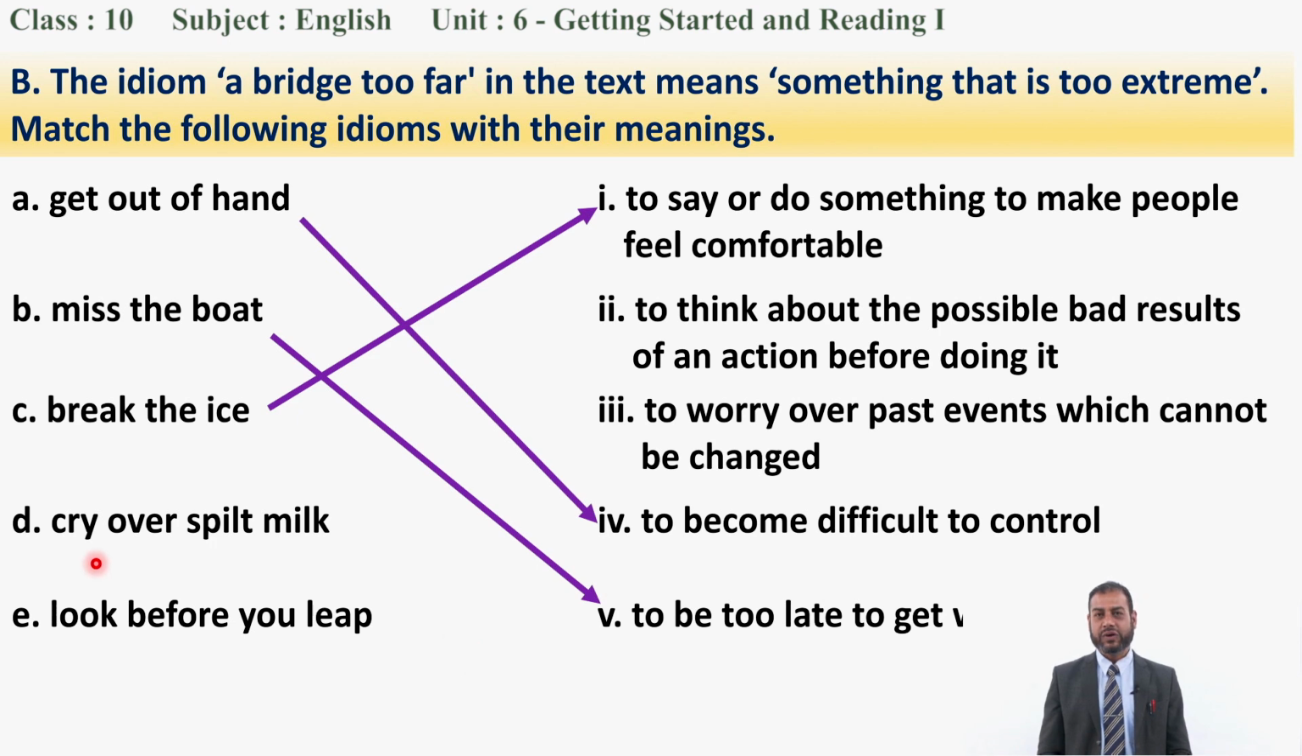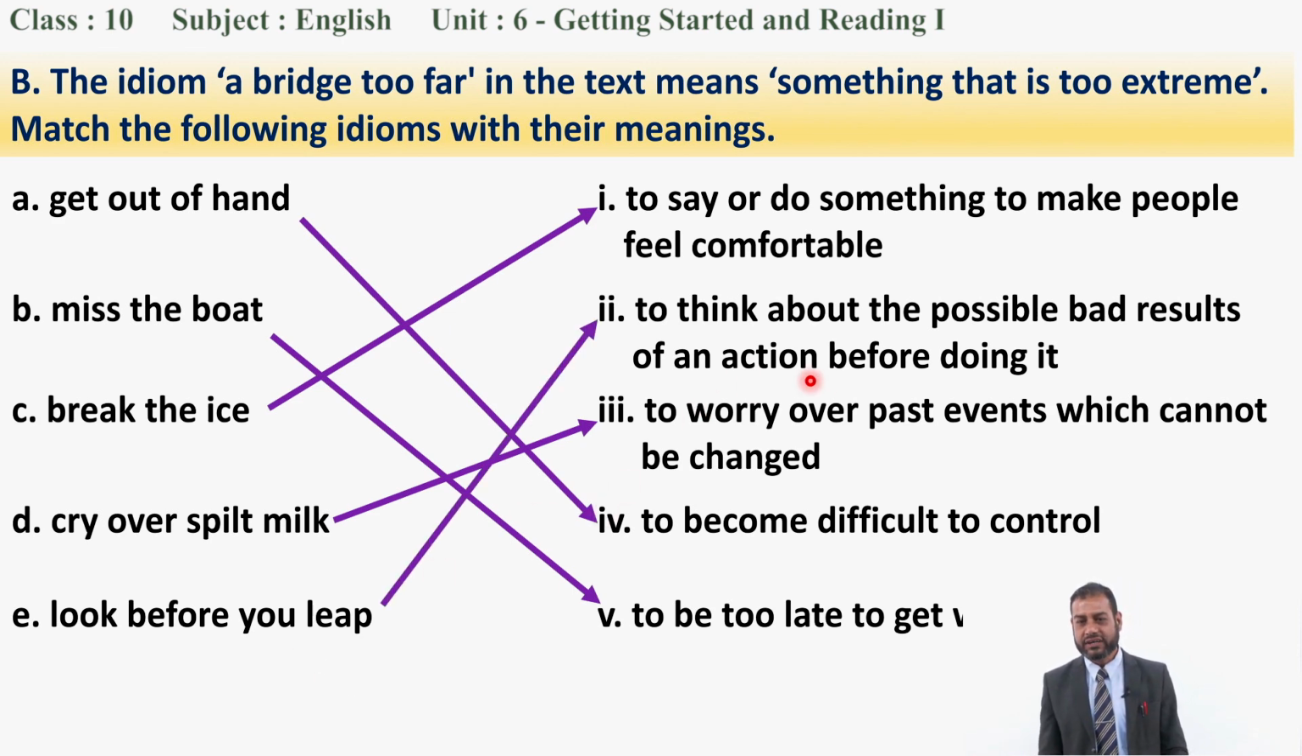Okay. Next one we have is cry over spilt milk. So, what does it mean? Okay, tell me loudly. Now, check with me, okay? Cry over spilt milk means to worry over past events which cannot be changed. So, did you match with this one? Well done. If not, please correct. Next, look before you leap. Now, I think you can do it if you have done all these up to D correctly. So, what is the correct meaning? Yes, you are right. It is to think about the possible bad results of an action before doing it.